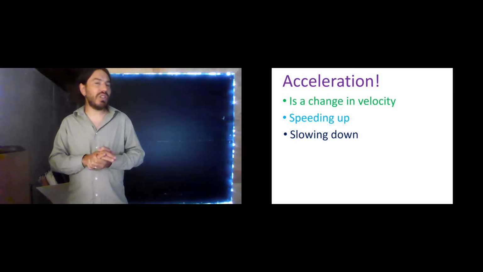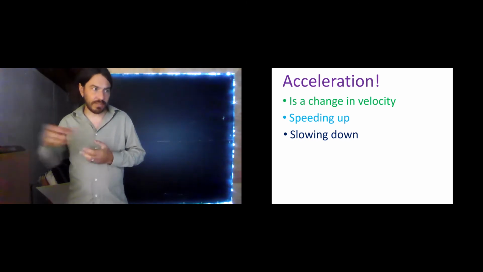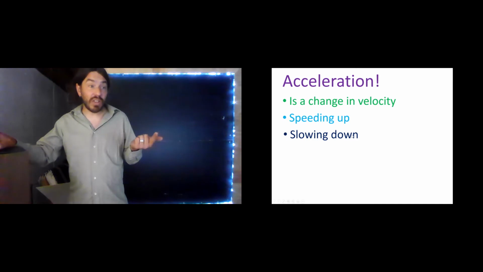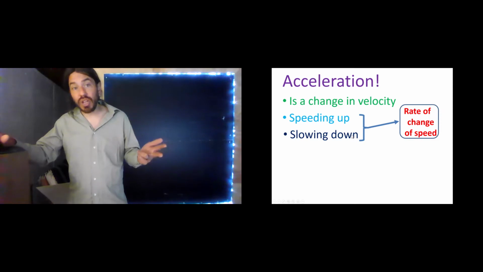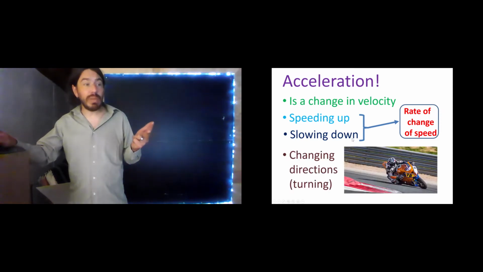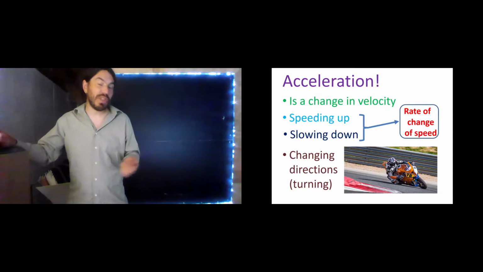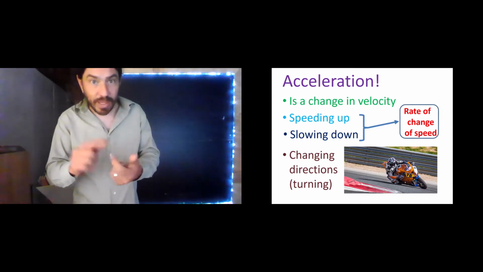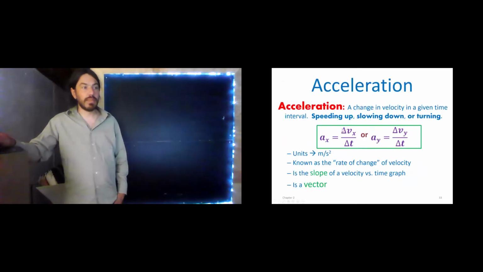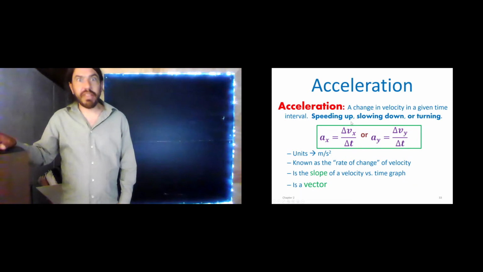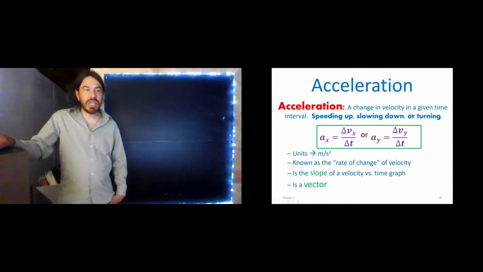In physics, we don't actually need that word because speeding up and slowing down are both accelerations. Together, speeding up and slowing down, that's the rate of change of speed. But guess what? There's a third way that you could change your velocity. You could change your speed, but you can also change your direction. So that means that acceleration is speeding up, slowing down, or turning. To be a little mathier about it, acceleration is a change in velocity in a given time interval. Again, speeding up, slowing down, or turning.